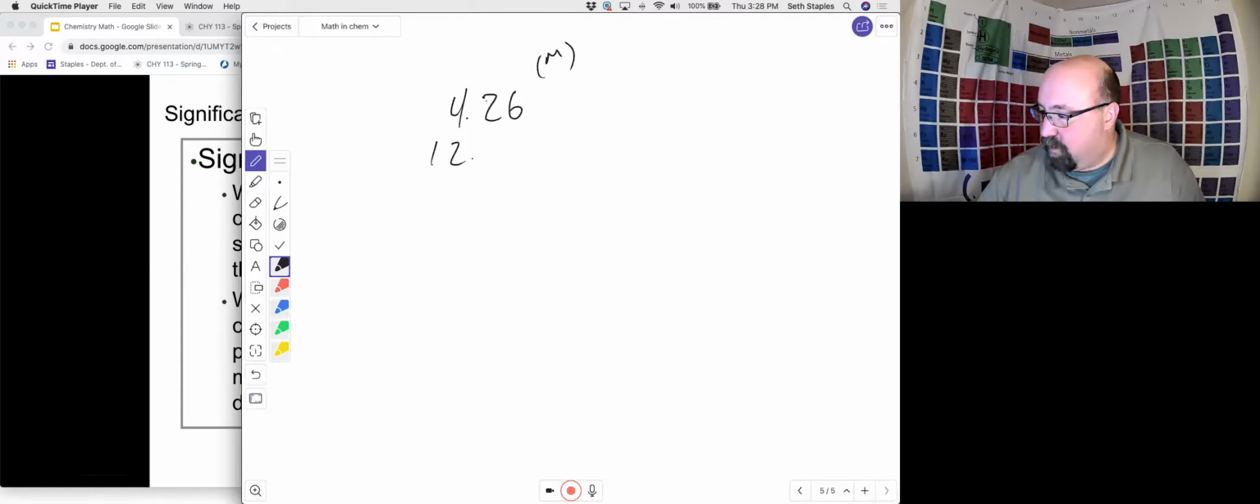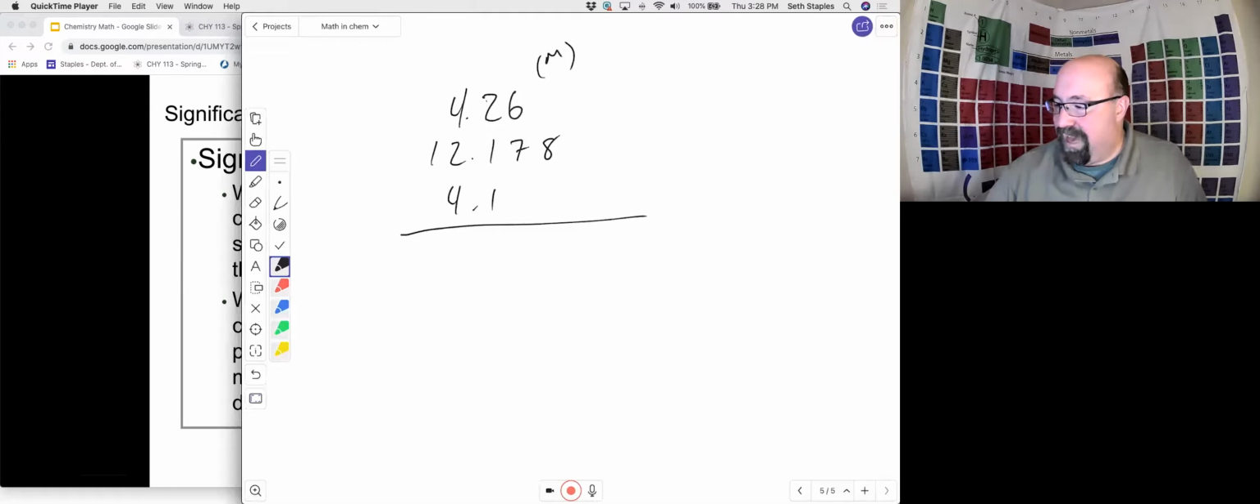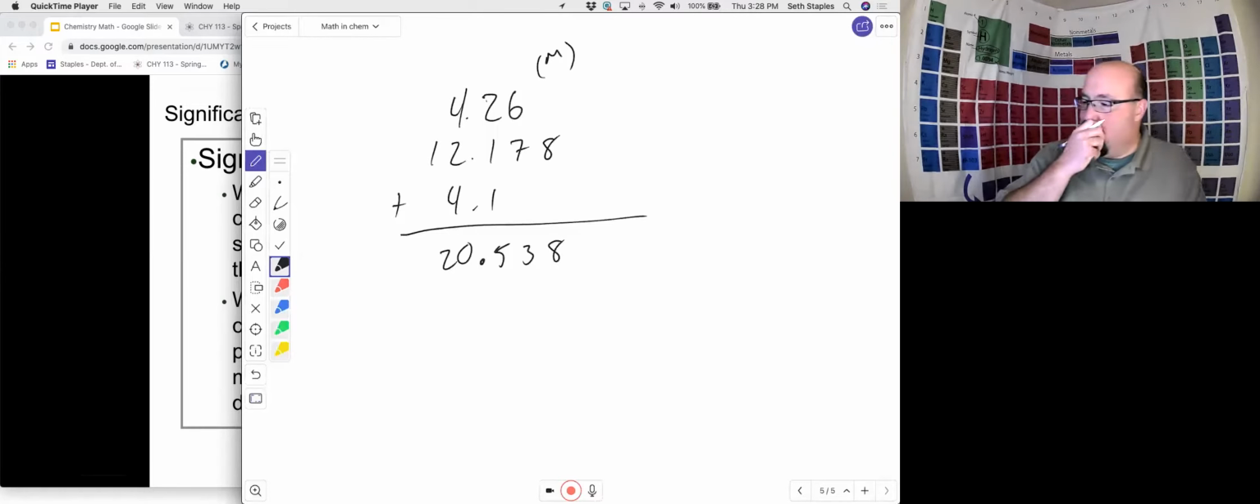4.26 meters, 12.178 meters, and something else that's 4.1. So I add those all up. See how good my addition is here. I get 8, 13, 1, 3, 4, 5, 2, 8, 10. I get 20. My decimal point's right here.